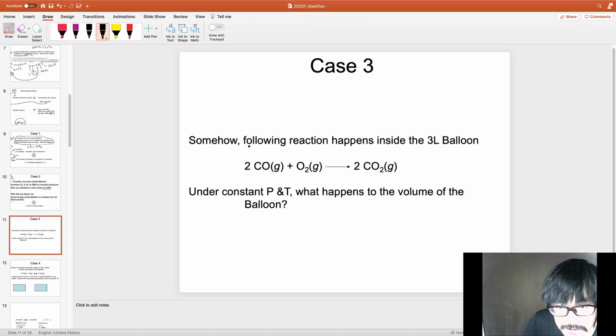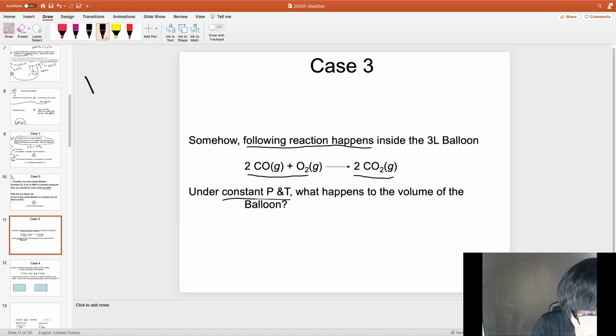Now, this time around, the following reaction happens. When the reaction happens, the number of moles of gas may actually change. So when I look at this one right here, 3 moles of gas becoming 2 moles of gas. And then initially it had a 3-liter balloon, right? Under constant pressure and temperature. What is the volume of the balloon?